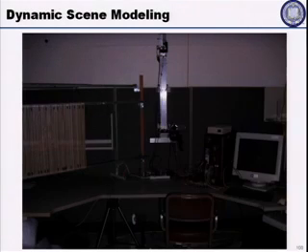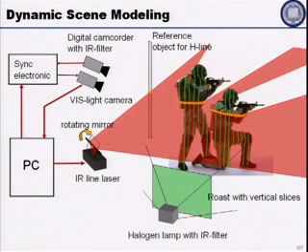And then on here we have cameras that have IR filters and also a visible camera. The IR filter one will catch this signal coming from the IR halogen lamp.